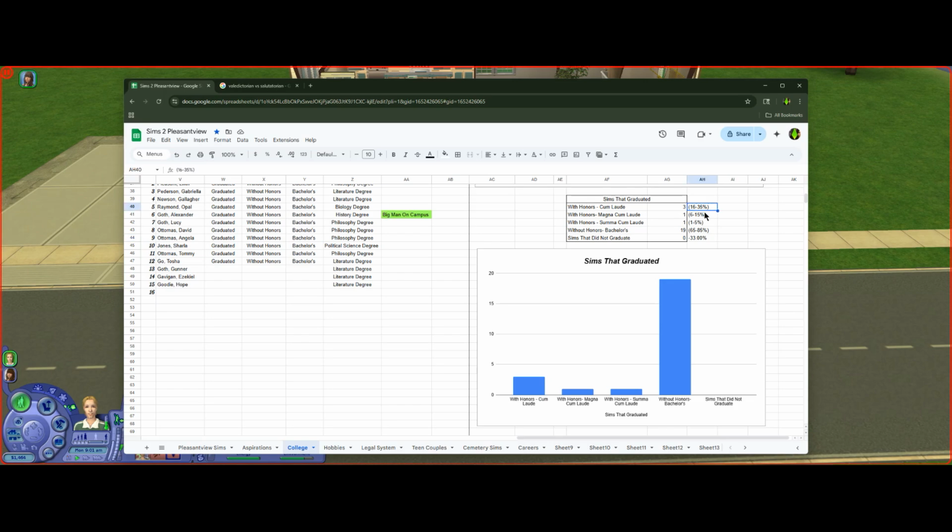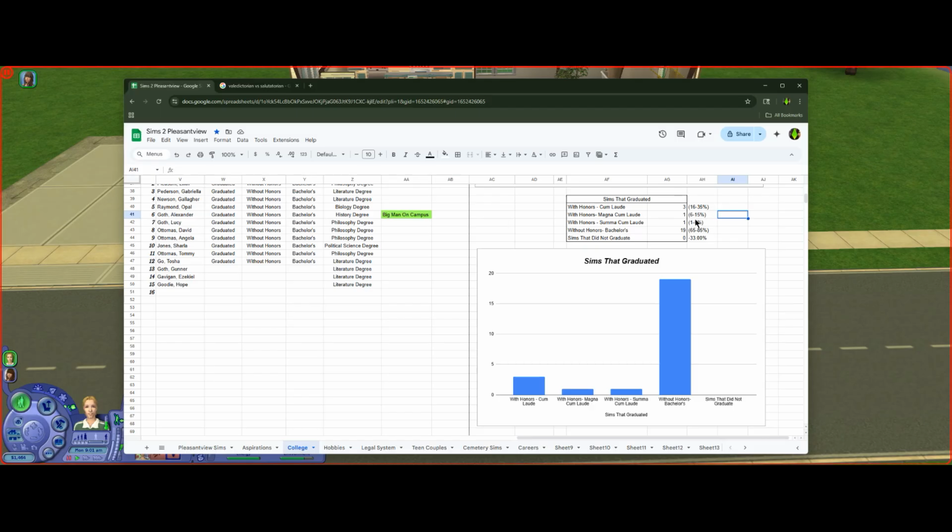So what these percentages mean right here is the percentages of how often this actually happens in real life, so you can get an idea of how honorable it is for these Sims. For cum laude, typically 16 to 35% of students would get this. So that is still pretty good. It's pretty honorable. For magna cum laude, 6 to 15% would normally get this. So that is very much cream of the crop, just about.